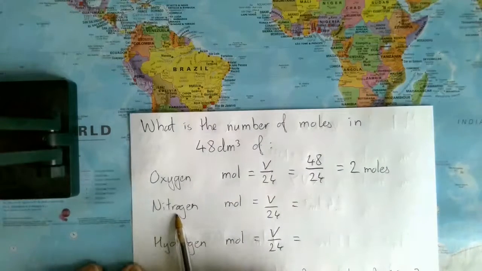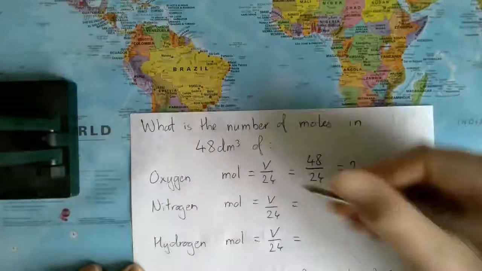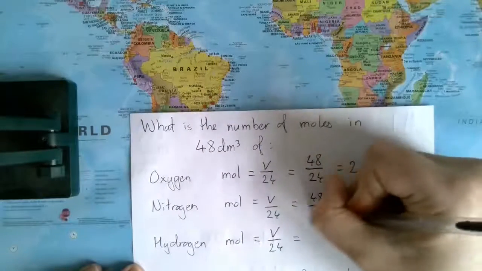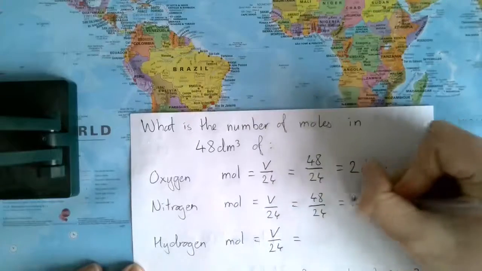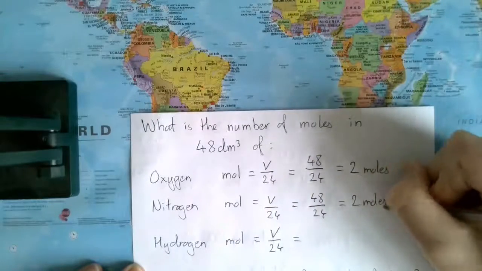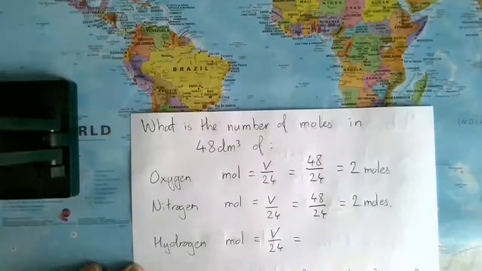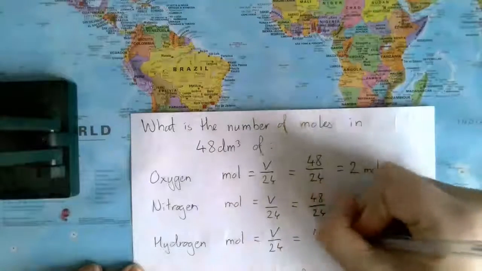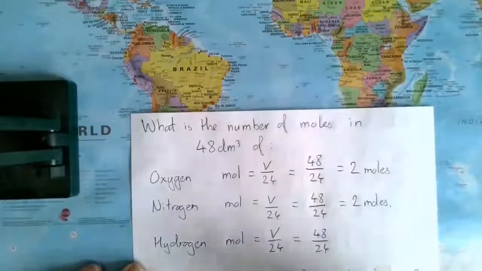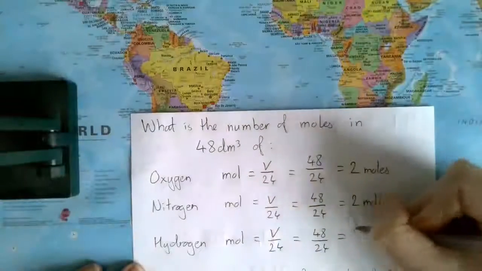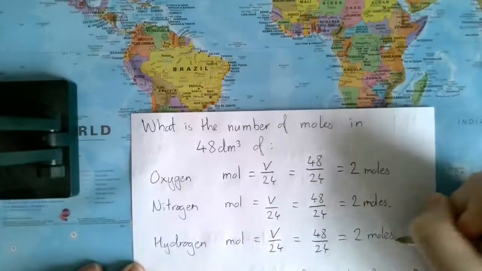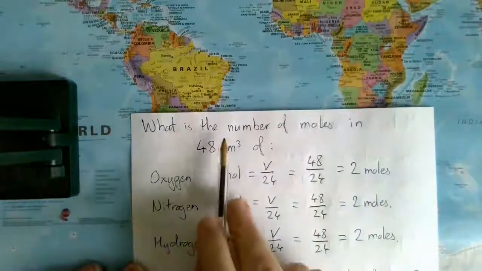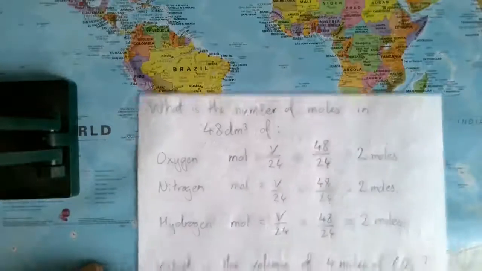Okay. Oh no, they've asked about nitrogen. But wait, it's the same equation. It's just 48 divided by 24. It is 2 moles. And what about if it's hydrogen? It's exactly the same. It doesn't matter which gas, it is always the volume divided by 24. So there you go. Each of these 3 gases, same volume, same number of moles.